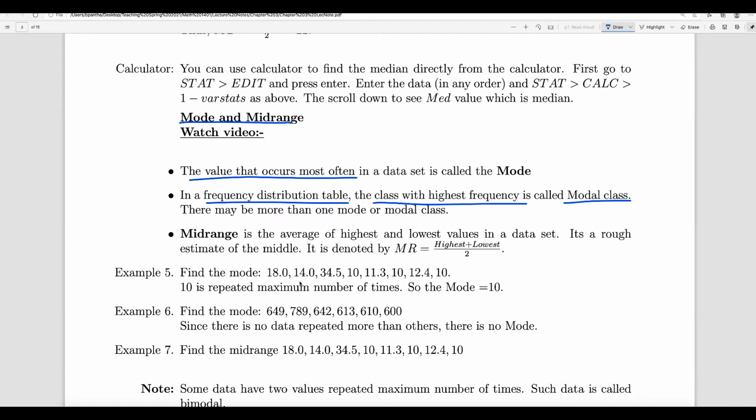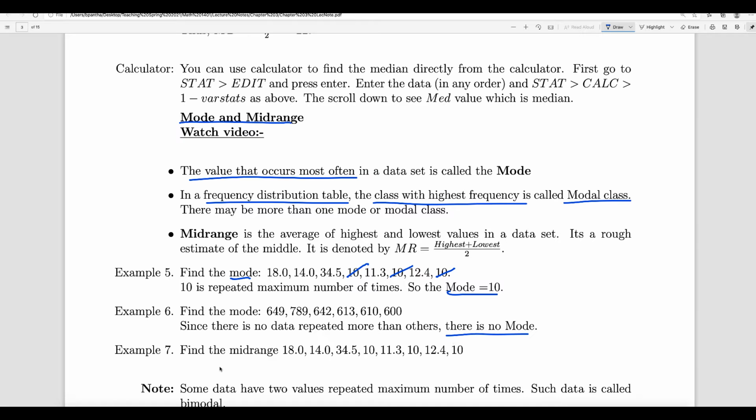Find the mode. This is raw data. In this data, which value is most repeated? It looks like 10 is repeated 3 times. The other values are not repeated 3 times or more. That's why the mode is 10. Find the mode of this. Which value is most repeated? All of the values are repeated only once, meaning they are not repeated at all. So there is no mode.